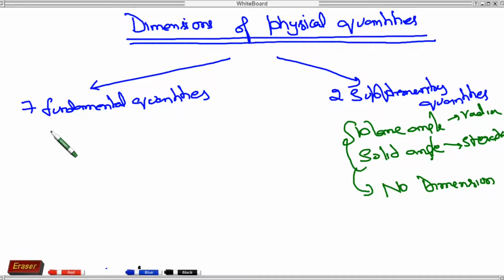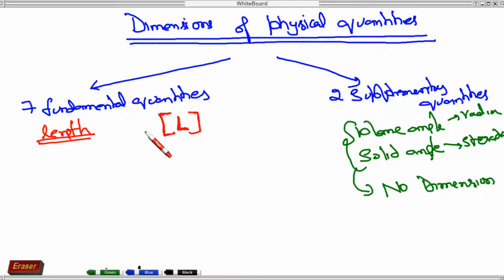Whereas the seven physical quantities, length, the unit of this was meter, but we will show the dimension. How will we show the dimension? These are the braces, and this will be denoted by L. The dimension of length is denoted by L. Similarly, for mass, it will be denoted by M.